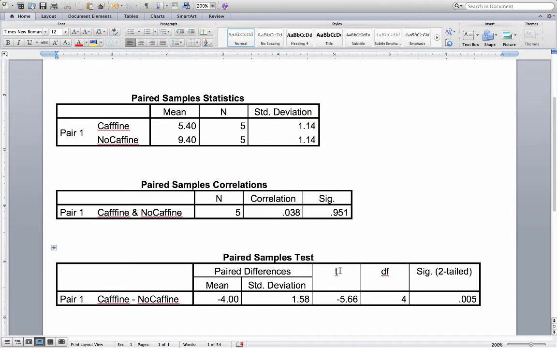This is the t value. You see the t right here. This is the df, which is 4. That would be n, which is 5, minus 1 equals 4. And the significance is 0.005. Remember, above 0.05 is non-significant. Below is significant. So this is 0.005, so this would be significant.